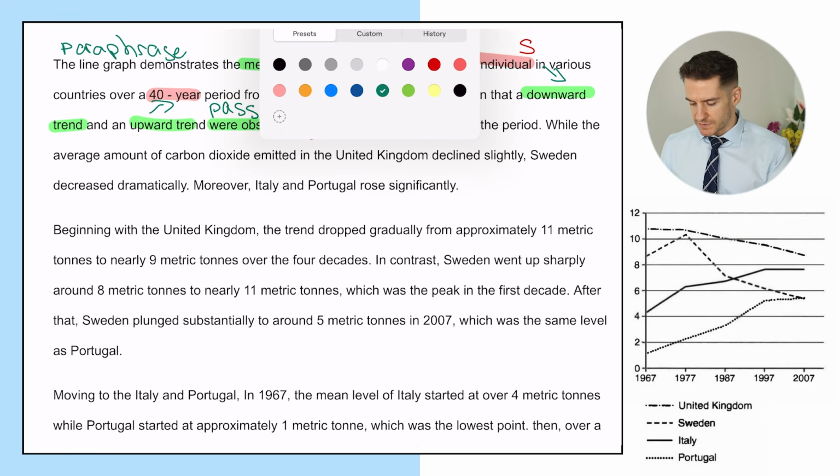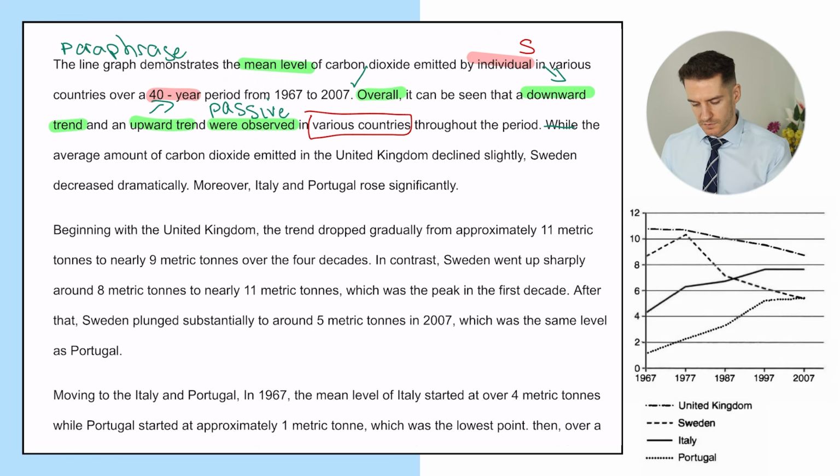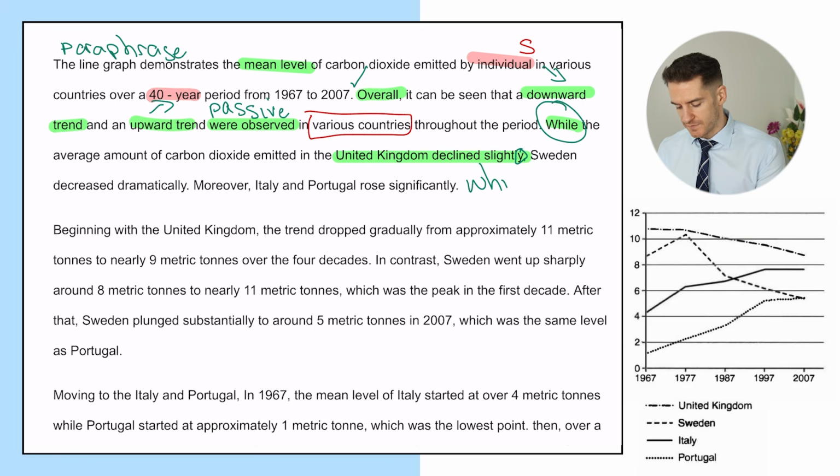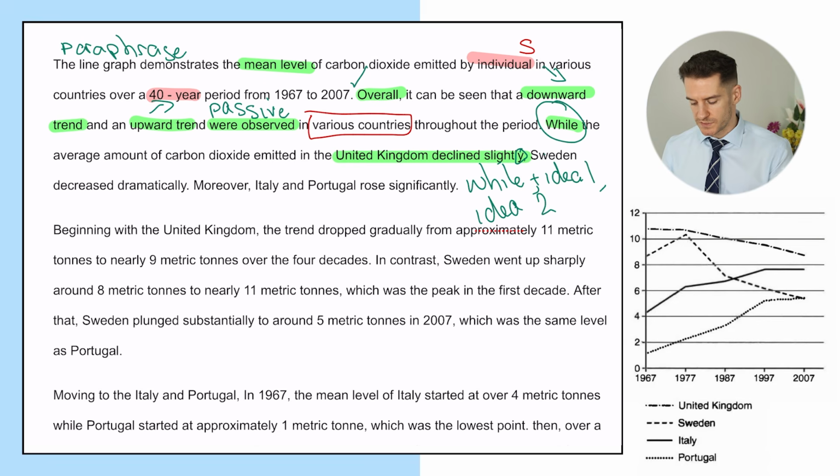All right, let's keep going. While the average amount of carbon dioxide emitted in the UK declined slightly. Fantastic. Now, something I like here is that the student is using some complex grammar. We've got while, then we've got a comma, and then we've got the second idea. This is a great structure to have. You have while plus idea 1, then you have the comma, and then you have the second idea. Nice grammar, nice vocab. Well done to the student.